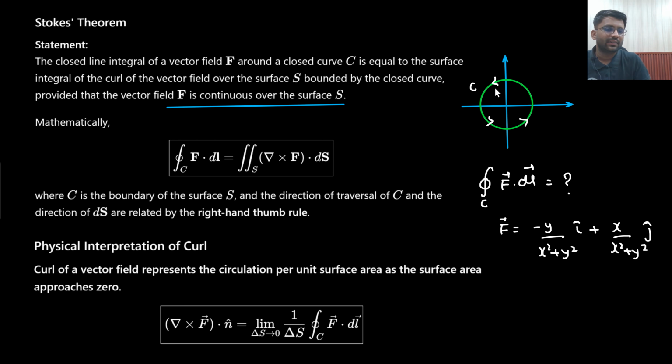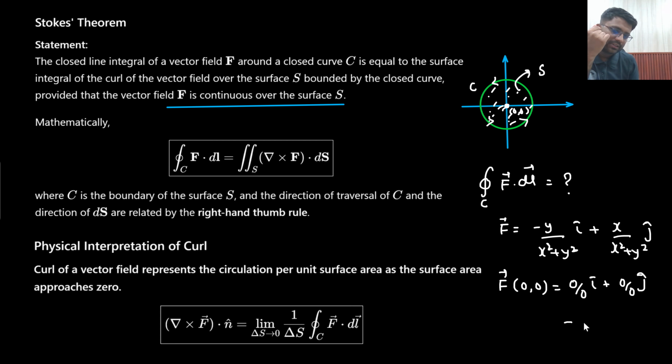What is my enclosed region? This is my enclosed surface area. I can see that, sir, this is in the P by Q form, no? In this surface area, there will be a point called 0, 0. What will be the value of vector field F at 0, 0? It would come out to be 0 by 0 i cap plus 0 by 0 j cap, which is undefined. It is not continuous. What does that mean? Stokes theorem cannot be applied.